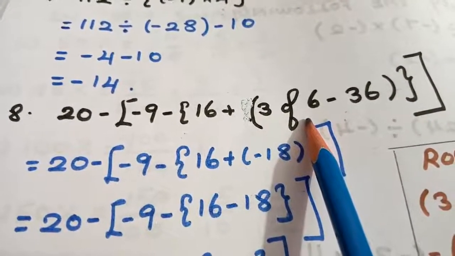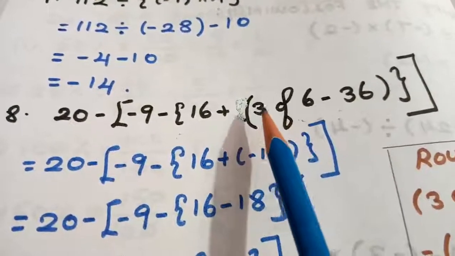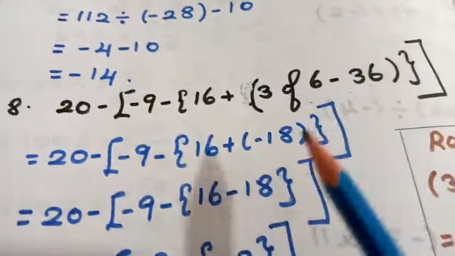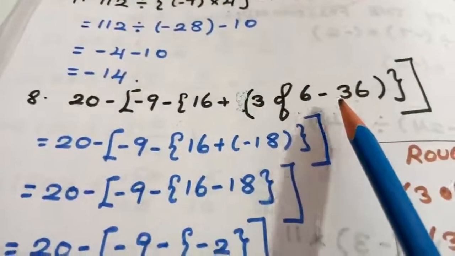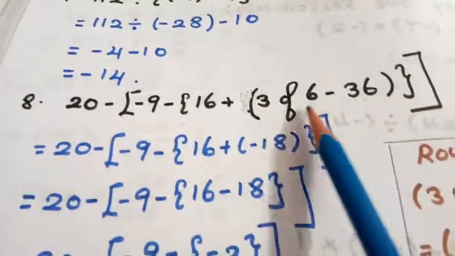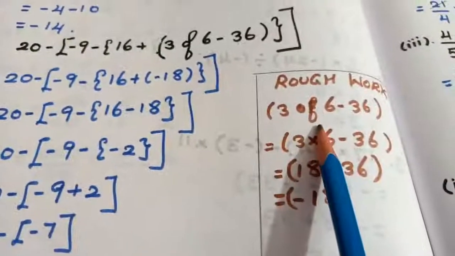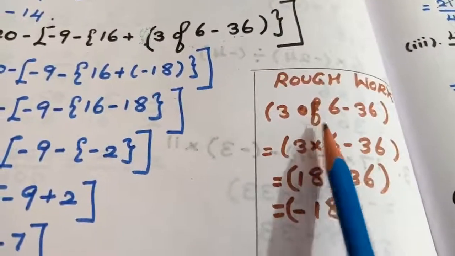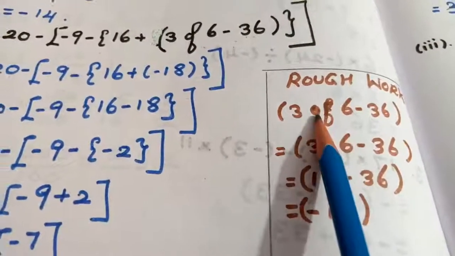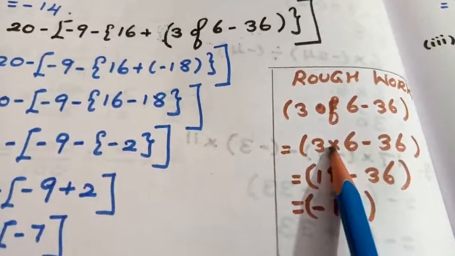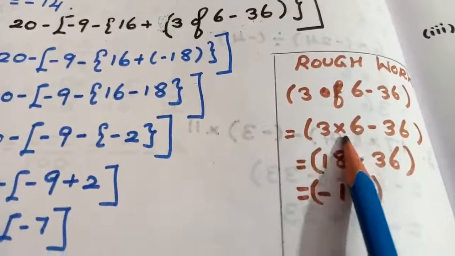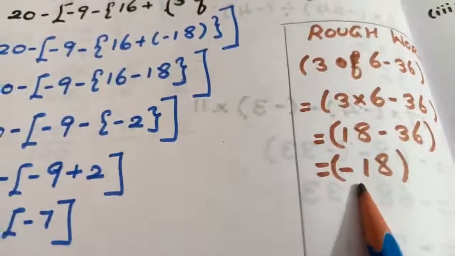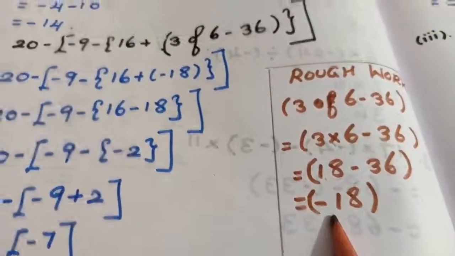If you check the innermost part, I have this value, that is 3 of 6 minus 36. If you can't do the calculation inside, take the value outside separately in your rough work. Here, instead, you are going to write it as multiplication. Always, this "of" will be converted to multiplication, then multiply the value. Multiply the value, you are going to get 18. If you subtract, you are going to get minus 18.